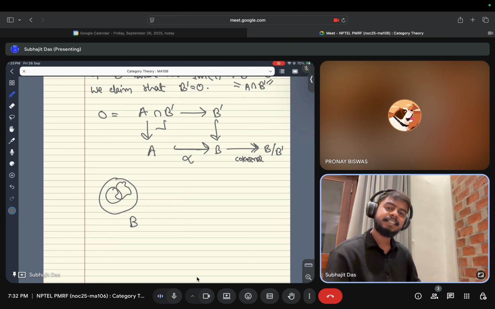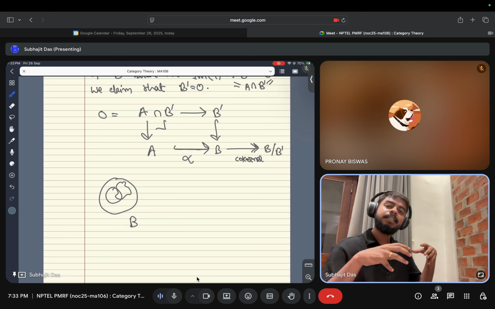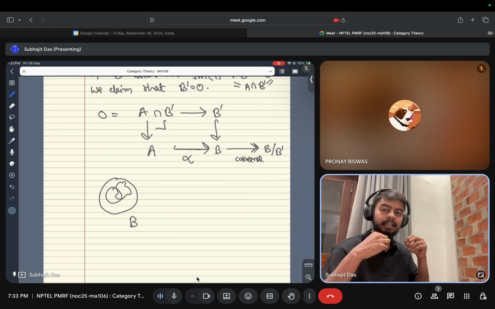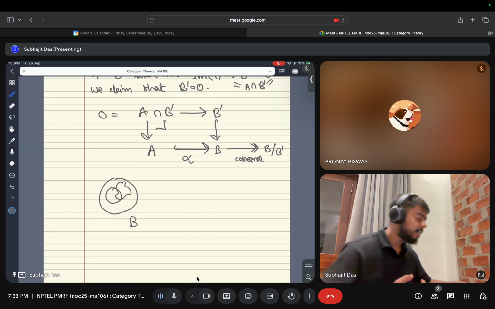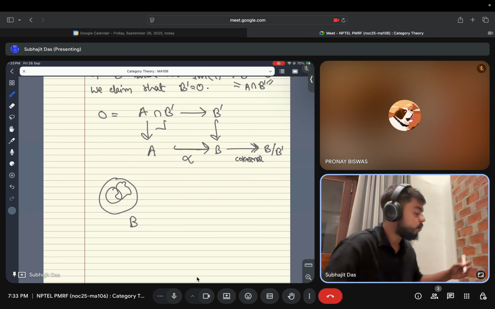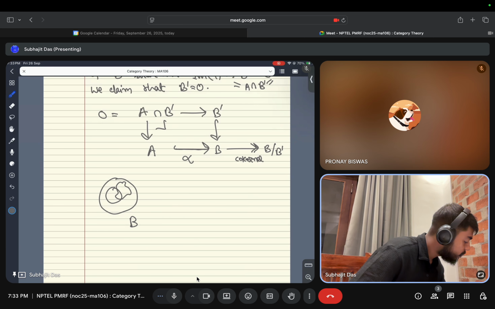Because if it intersects it non-trivially, think of it in terms of modules again, there would be something which would go to 0 and would give you a non-trivial kernel of the composition, right? And that is exactly what is given to us. So we already have A intersection B prime is 0. So check that.